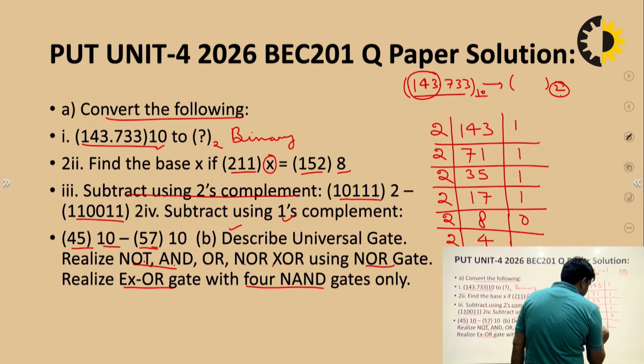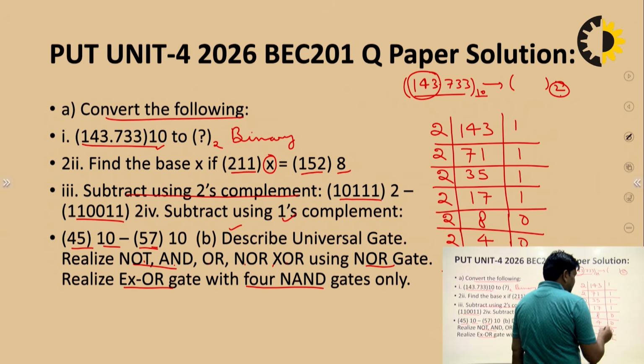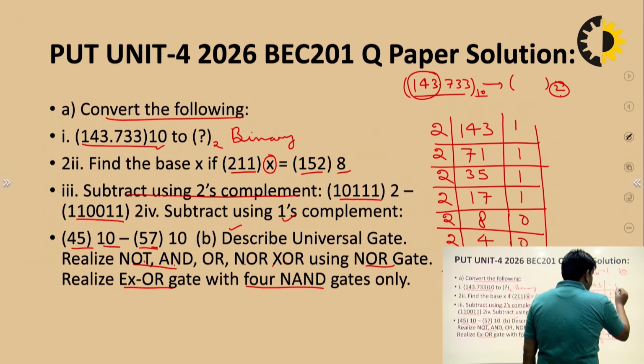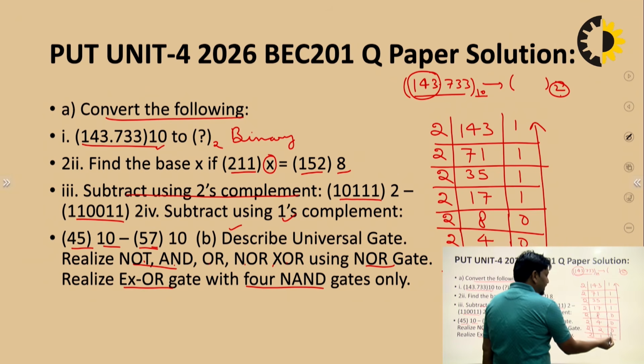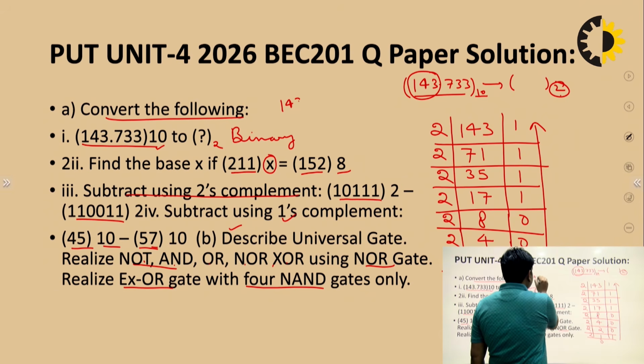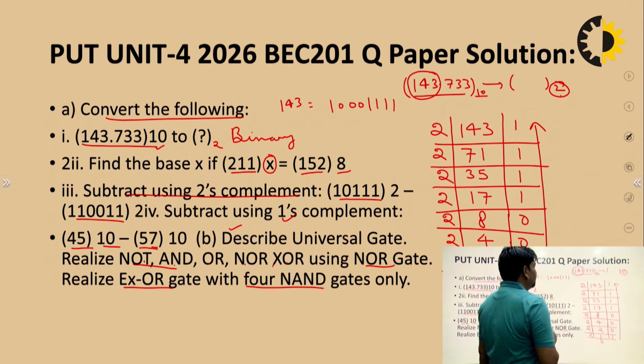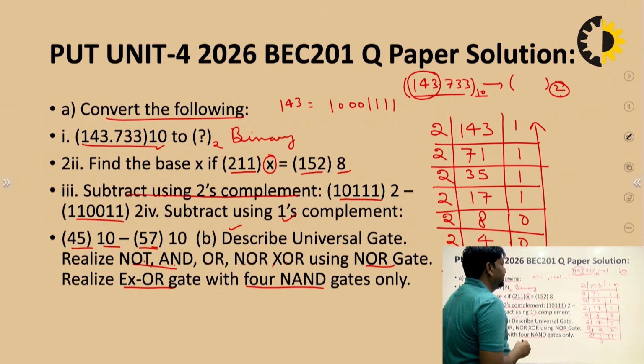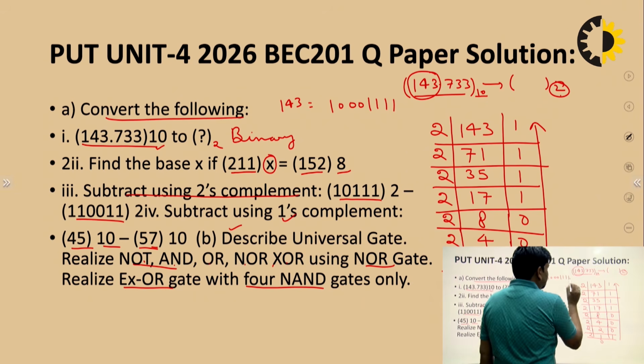2 2s are 4, remainder 0. 2 1s are 2, remainder 0. And 2 0s are 0, and remainder 1. Then we have to write it from bottom to top. So 143 is represented by 10001111.